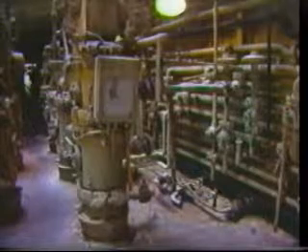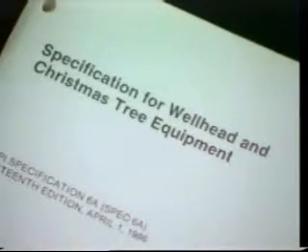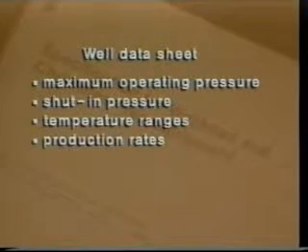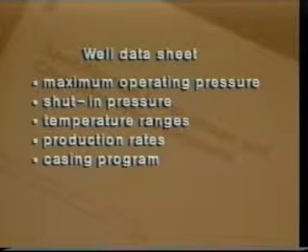the wellhead configuration. The design of wellheads and flow control equipment begins with a thorough understanding of the targeted formation and produced fluids. A well data sheet should be completed, specifying general information such as maximum operating pressure, shut-in pressure, temperature ranges, anticipated production rates, and the details of the casing program. In addition, wellhead equipment data sheets for the casing head housing through the Christmas tree should be completed.